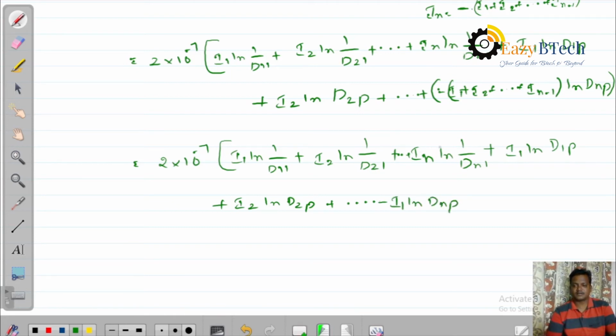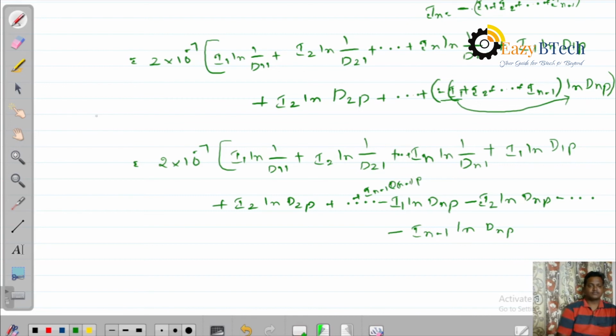Multiply these terms, minus of I1 into ln dnp, we get minus I1 ln dnp minus I2 ln dnp minus up to minus I n minus 1 ln dnp. Okay, here one term is also there. Before going to this, it is plus I n minus 1 into d n minus 1 into p. Okay, now what do you get from this?